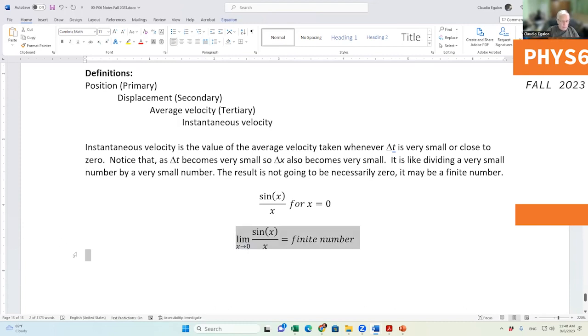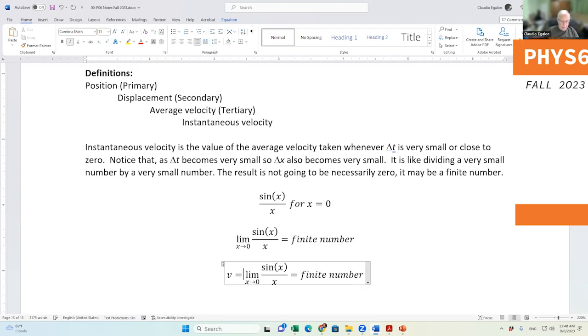The instantaneous velocity can be written the same way. We write it like a regular v, but then we write it as being delta x over delta t as delta t goes to 0. And by the way, when delta t goes to 0, delta x also goes simultaneously to 0.